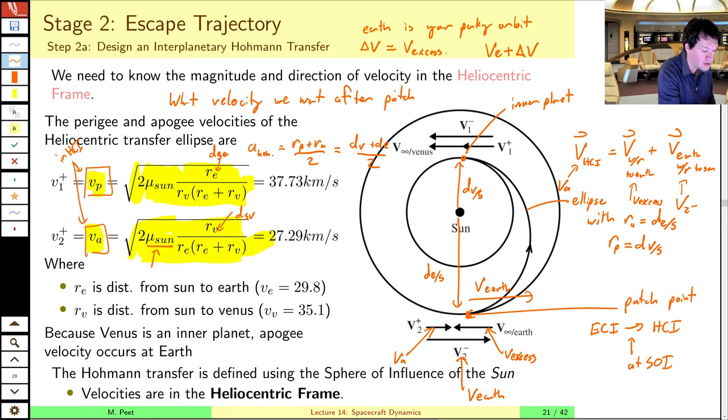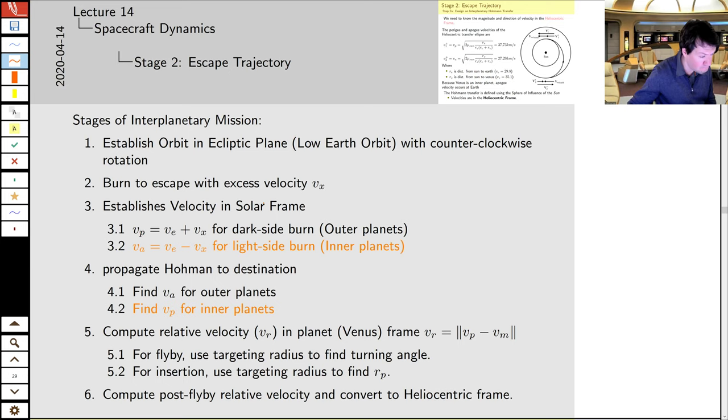So this number here, right? We want after we leave the sphere of influence of the Earth to have a velocity of 27.3 kilometers per second. And when we get to Venus, we'll have a heliocentric velocity of 37 kilometers per second. So that's the velocity we want when we've left the Earth.